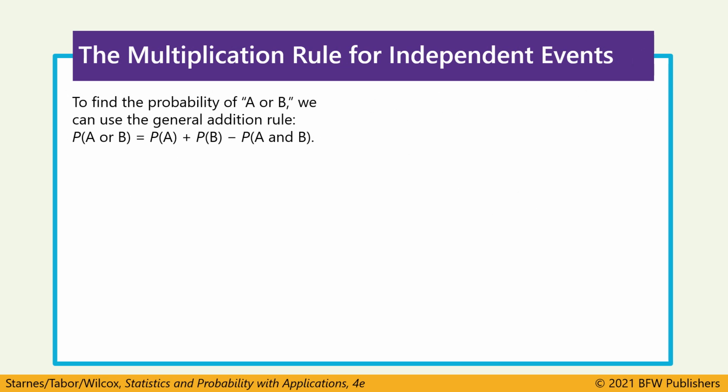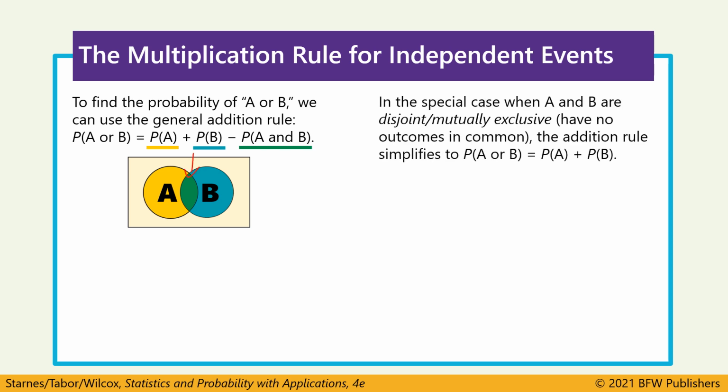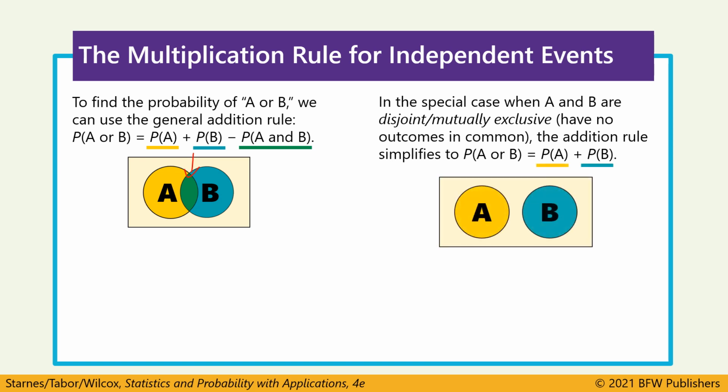So to recap our probability rules, when we have two events and we're finding the probability of A or B occurring, the general addition rule is to add those two probabilities together and then subtract the overlap, which is double counted. If the events are disjoint or mutually exclusive and have no outcomes in common, in other words, they don't overlap at all, in that case, we can just add the probabilities together because there is no overlap we have to subtract out.